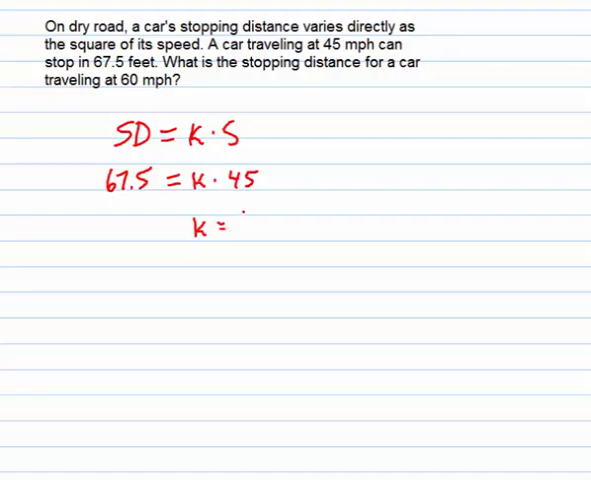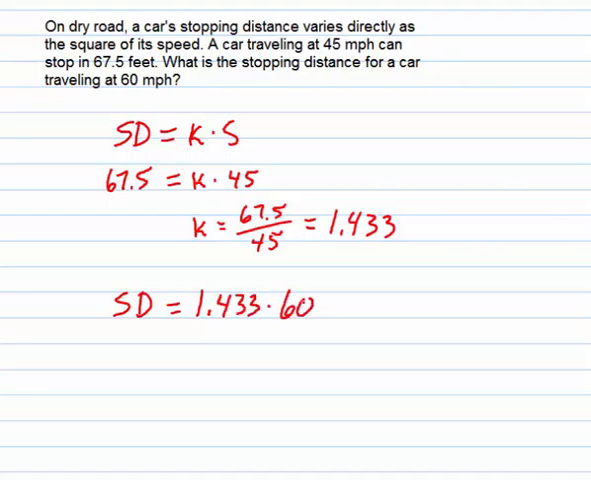So our constant K is just equal to 67.5 divided by 45. And this time we'll divide it out. 67.5 divided by 45 is equal to 1.5. So our stopping distance for a car traveling at 60 miles per hour is just 1.5 times 60. And our stopping distance is going to be equal to 90 feet.